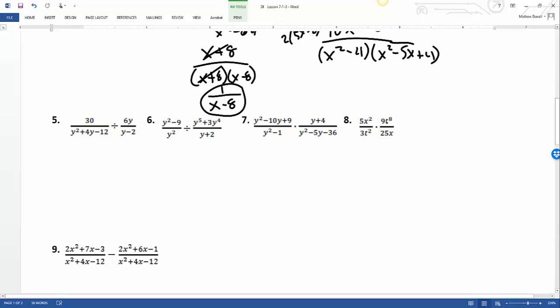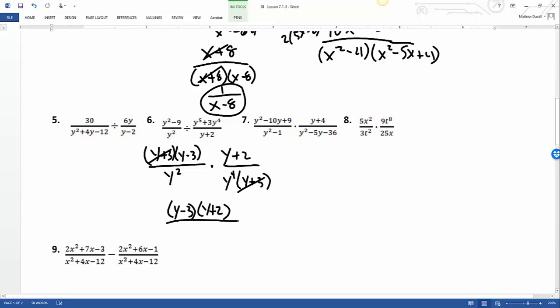Now remember, when we are multiplying or dividing, if it's division, you have to flip the second fraction. So on number 6, I get y. I'm going to just start factoring it. So y plus 3, y minus 3. On the bottom, you get y squared times. Now if it's flipped, you get y plus 2 over. There's a y to the 4th in common. So the y plus 3's cancel out. That doesn't look like anything else cancels out. So on the top, you get y minus 3, y plus 2, and on the bottom, y squared and y to the 4th give you y to the 6.